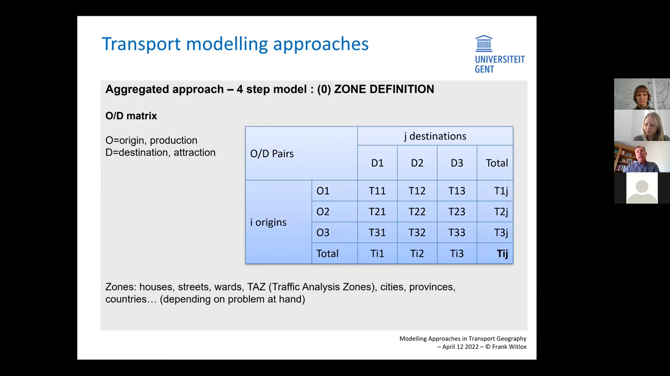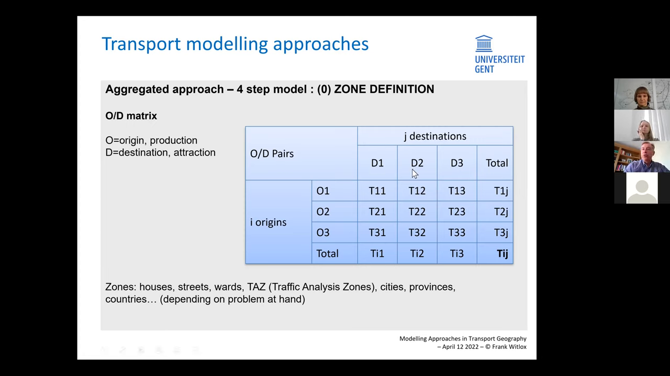Because in a sense, the first step would mean what are the zones that we take for departure and origin. And in a sense, it relates to just putting together an origin and destination matrix. The origin O, which is often referred to as the production, where a trip is produced, and the destination D, which means the zone where the trip will end. And that says something about how attractive a certain zone is.